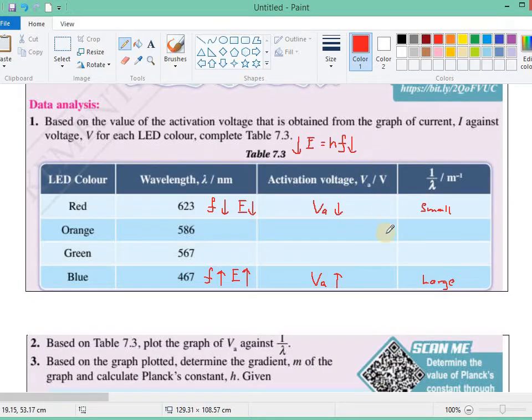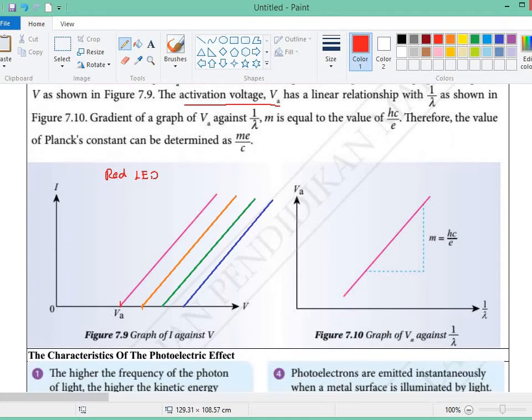So we take this and plot a graph of activation voltage against 1 over wavelength. What we can find out is that the higher the inverse of wavelength, the higher the activation voltage. Basically, it just means that the shorter the wavelength, the higher the activation voltage.